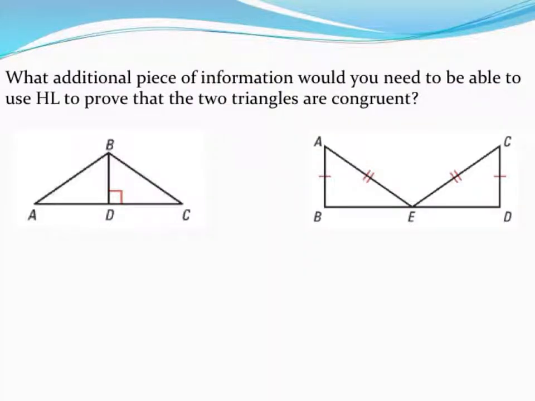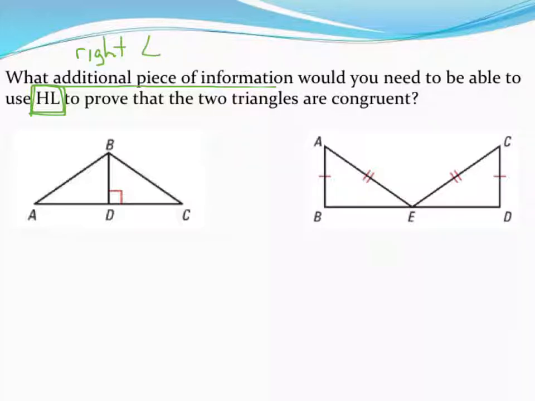In these, we want to figure out what is the extra piece of information we need in order to use HL. We're not going to have enough information, but that's the question: what else would we need to know? Remember, there are three things to check for. Even though there are only two letters in HL, we do need a hypotenuse, we do need a leg, but remember that third part: we also need to make sure that we have a right angle. So we still need to check for three things.